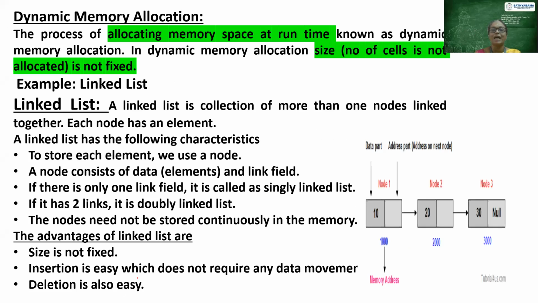So I told you about dynamic memory allocation, allocating the memory space at runtime. At runtime, I can give my memory allocation, so this memory allocation is not fixed. It can change. That's why they have used the concept of linked list. A linked list is a collection of more than one node linked together.